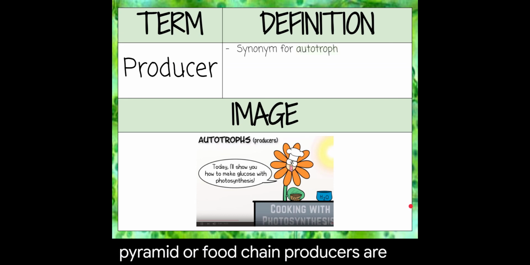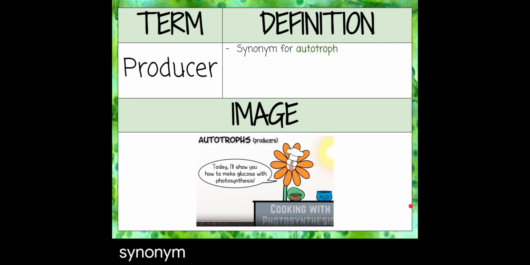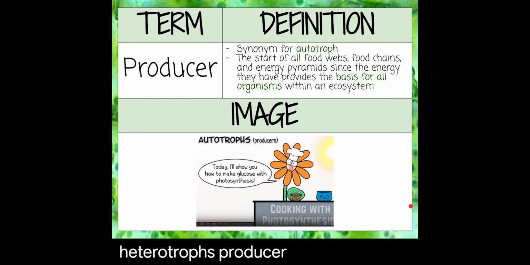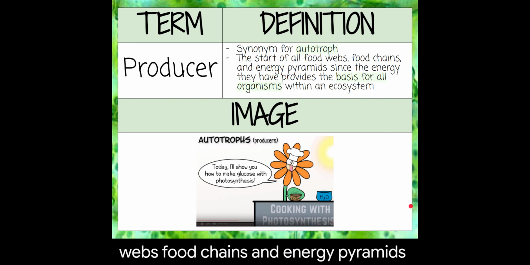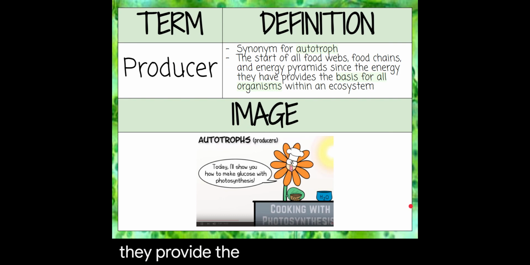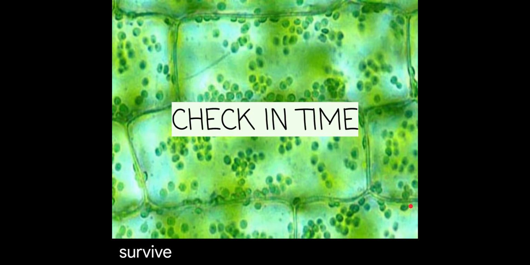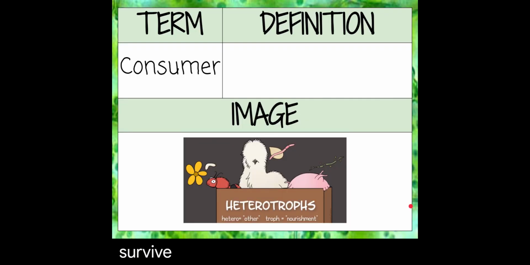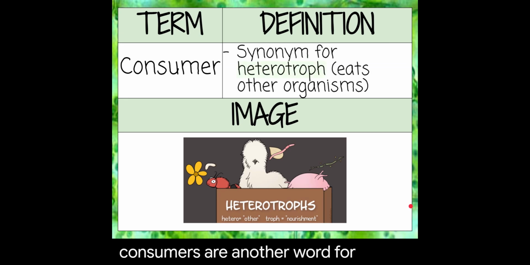Producers are a fancy word for autotrophs, or a synonym for autotrophs. We learned about autotrophs already, as well as heterotrophs. Producer is just another word when we're talking about food webs, food chains, and energy pyramids. They provide the basis for all organisms within an ecosystem. Without producers, other organisms are not going to be able to get the energy they need to survive. If producers are another word for autotroph, that must mean consumers are another word for heterotroph. And again, these are organisms that eat other organisms.